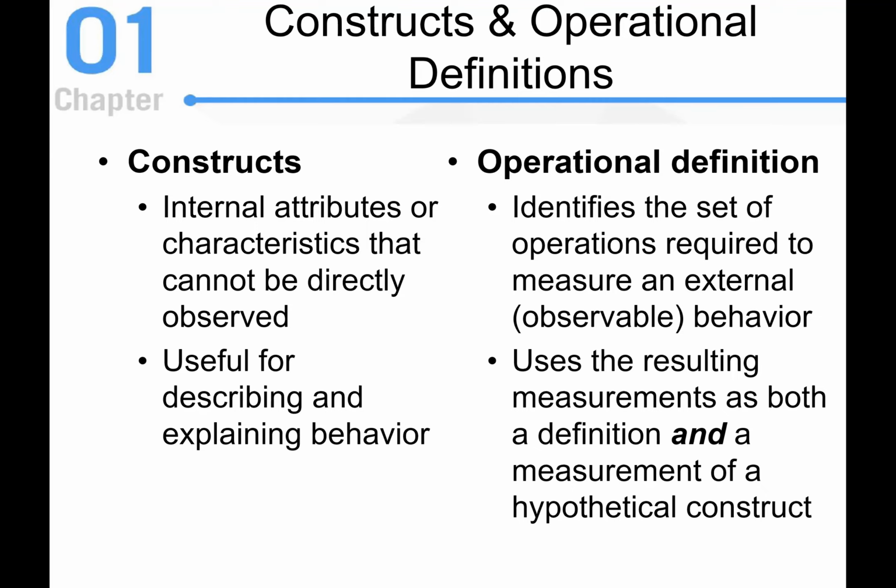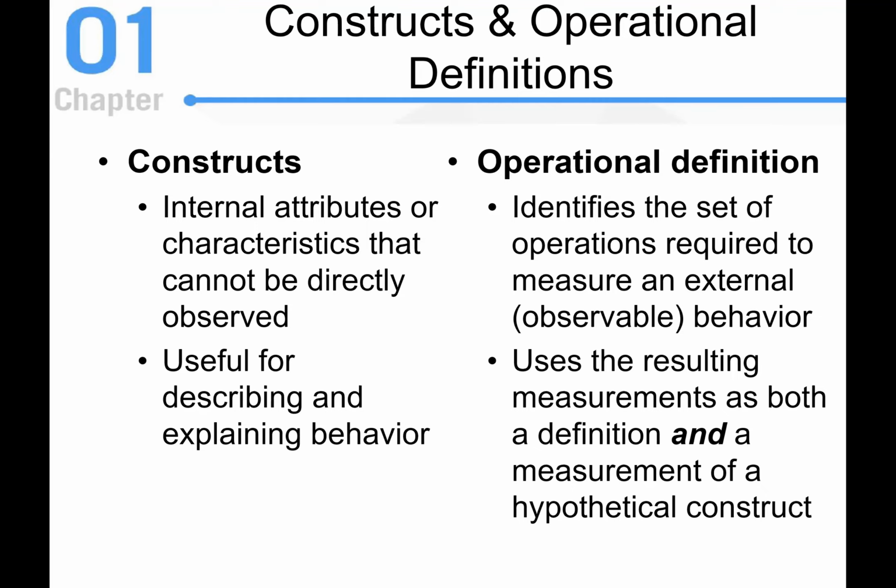Well, what we do is we get what's called an operational definition for these particular constructs. And what is an operational definition? All right, an operational definition is going to identify the set of operations required to measure an external, in this case, observable behavior. And it's going to use those resulting measurements as both a definition of the construct and a measurement for this particular construct. Excuse me. So let me give you an example.